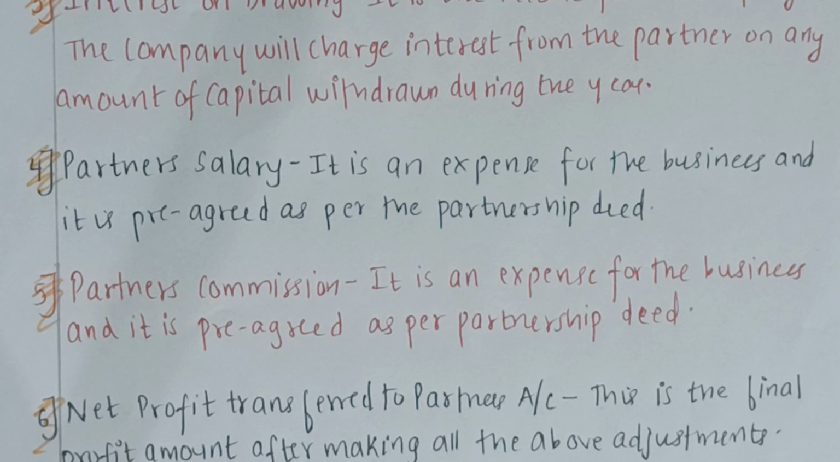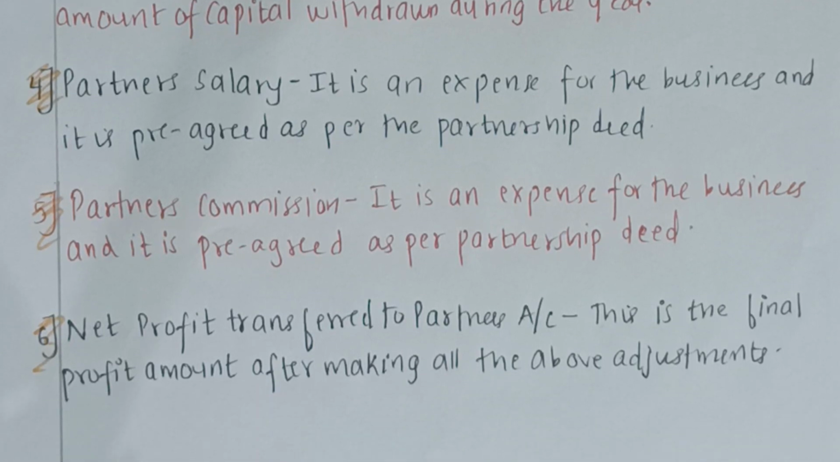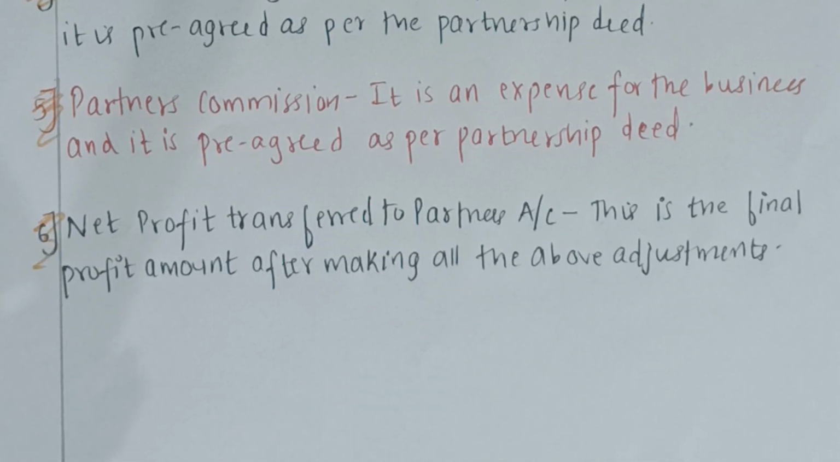Next is salary. It is an expense to the business because the business has to pay salary to the partners. Next is partner's commission, wherein this is also an expense to the business and the business has to pay commission towards the partners as per the decided percentage. Okay, and the last is net profit transferred to partner's capital account. So this is the final profit amount after making all the above adjustments. So this was about the adjustments which are included in the profit and loss appropriation account.